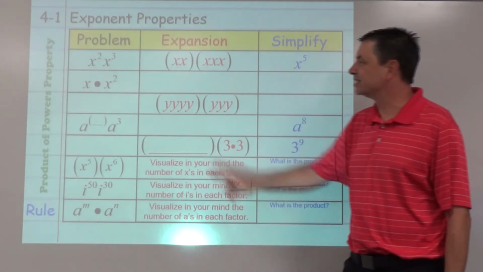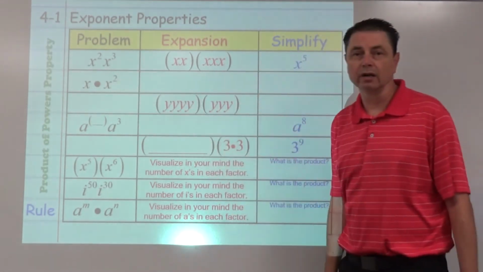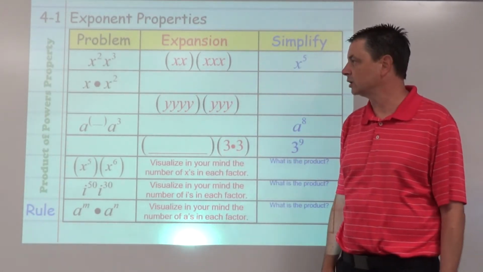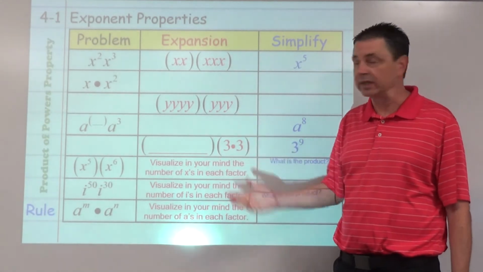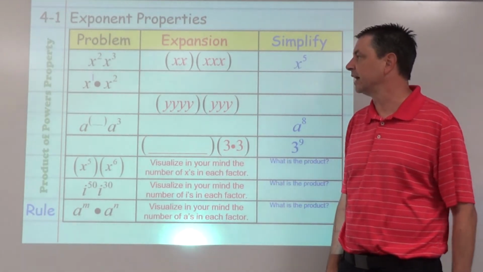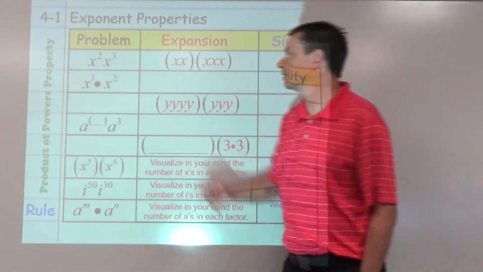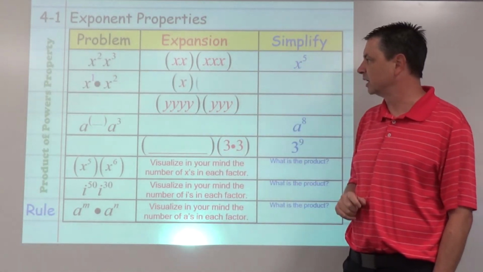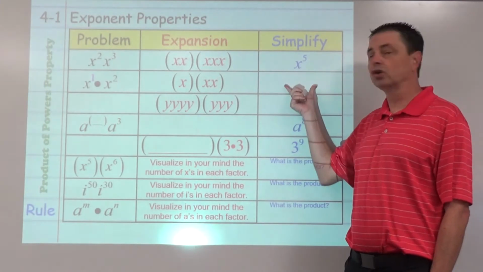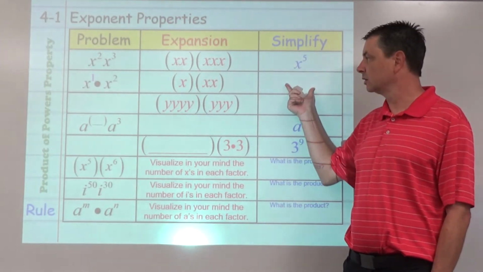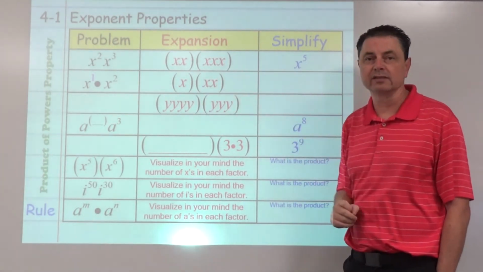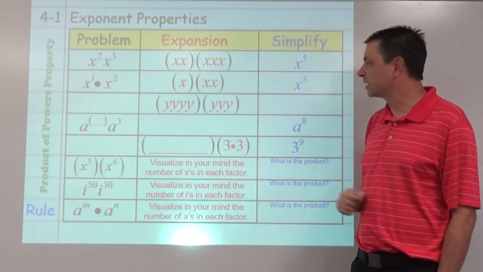So if our problem was x times x squared, what would be the expansion? Well, first, x means x to the 1st power. And then the expansion is a single x times 2 x's being multiplied. So our simplified answer, there's a total of 3 x's being multiplied, x to the 3rd power.